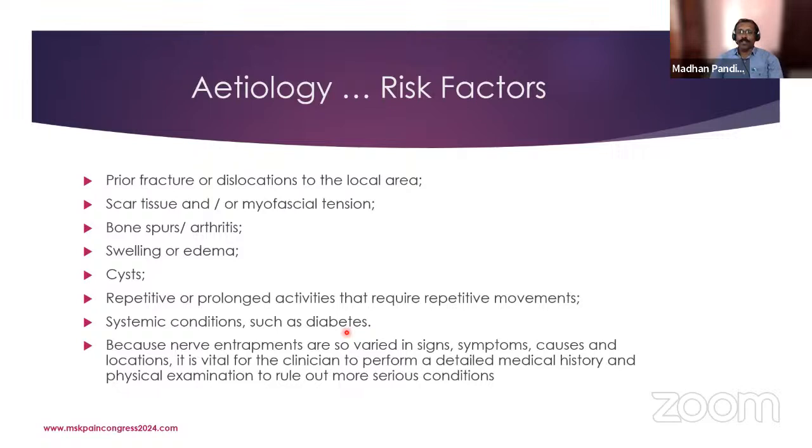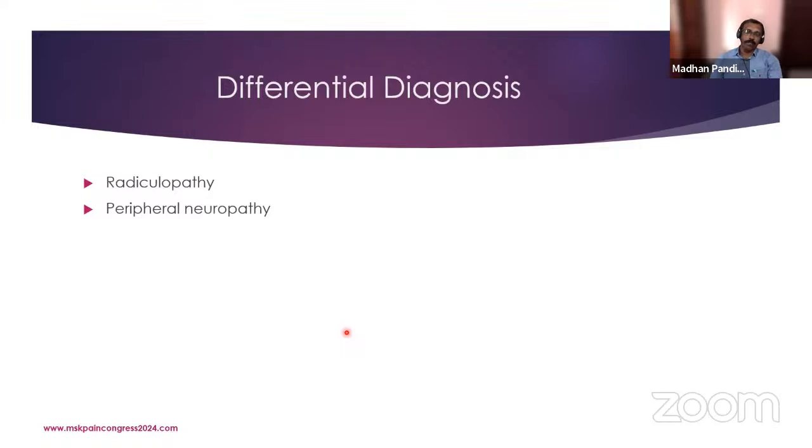So what are all the differential diagnoses? Sometimes somebody has a pain along the upper limb. It could be just a small little nerve lesion which is causing it, maybe a tumor, maybe a cyst, maybe a radiculopathy, or sometimes a peripheral neuropathy.